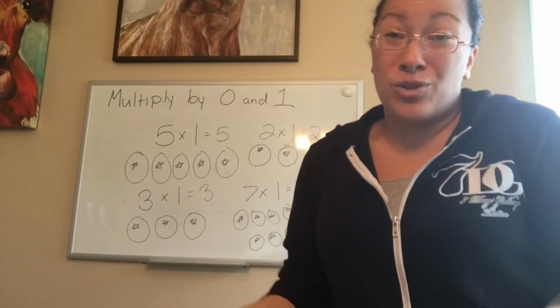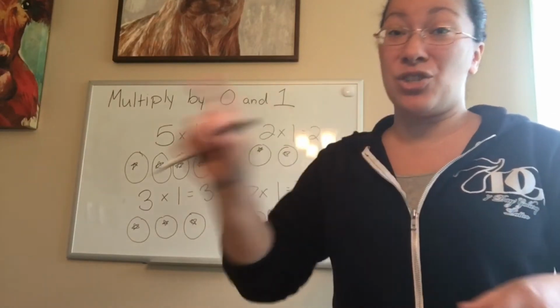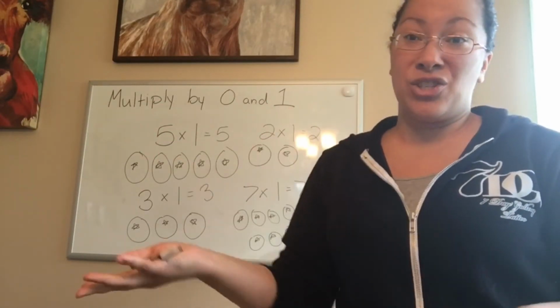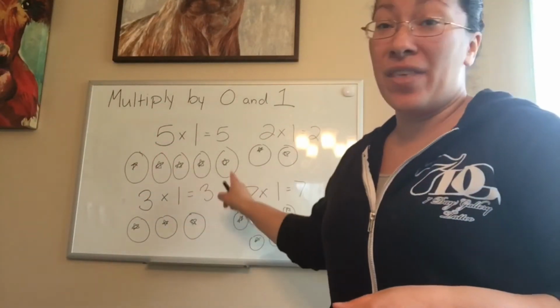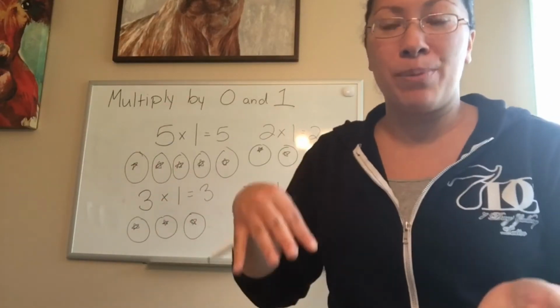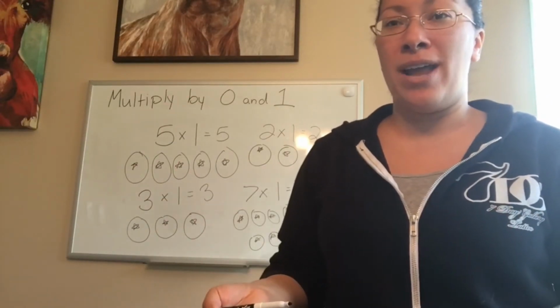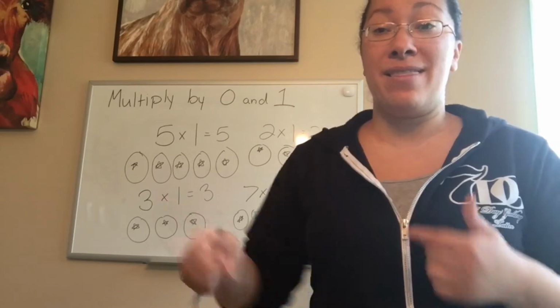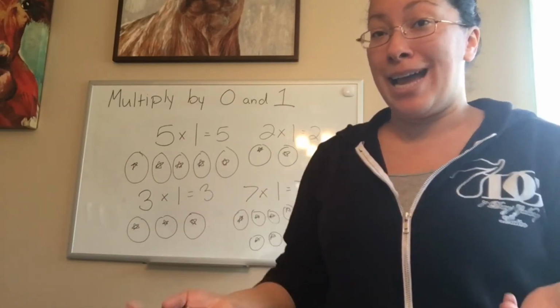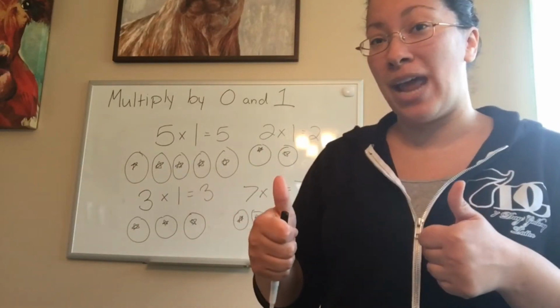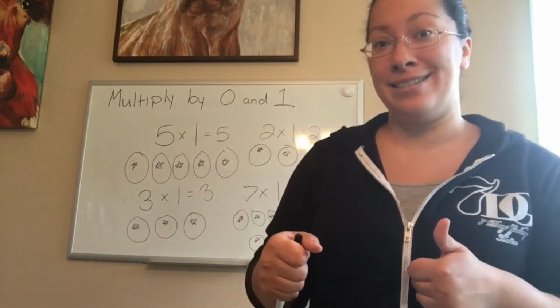Because remember, what we're doing is we have these groups, but we only have 1 in each group. And since we count them, we're only going to get as much as we put in. So when we multiply by 1, our answer is always going to be that number that we are multiplying by. Now let's talk about what happens when we're multiplying by 0.